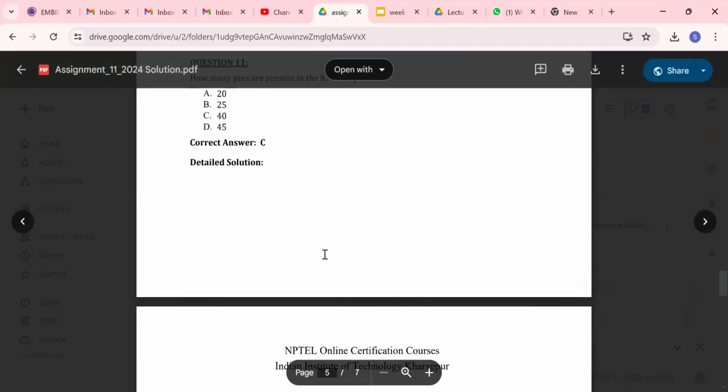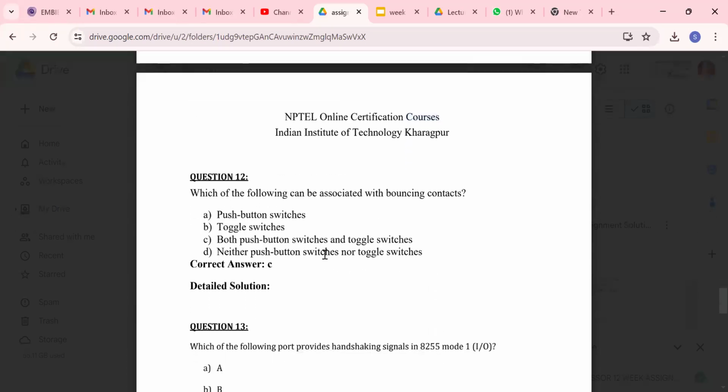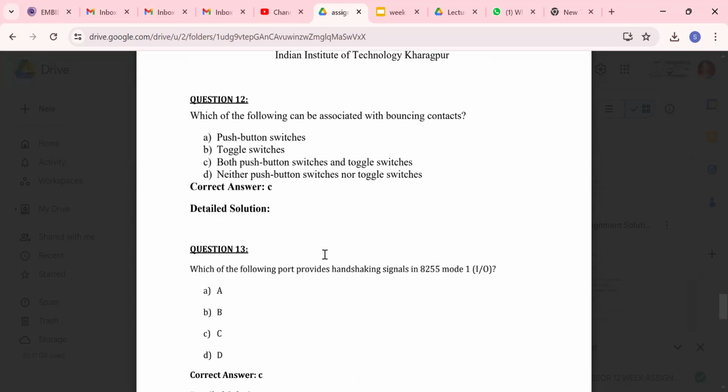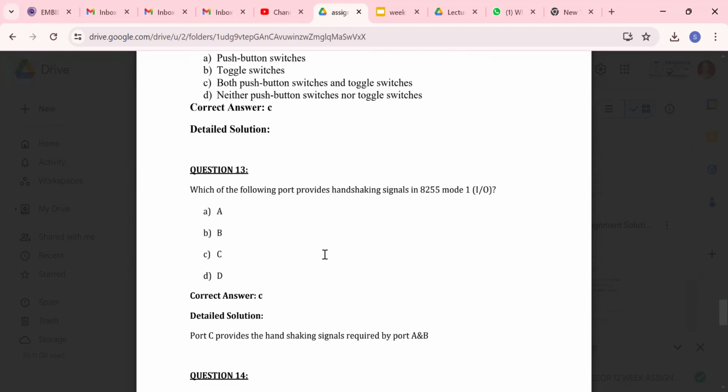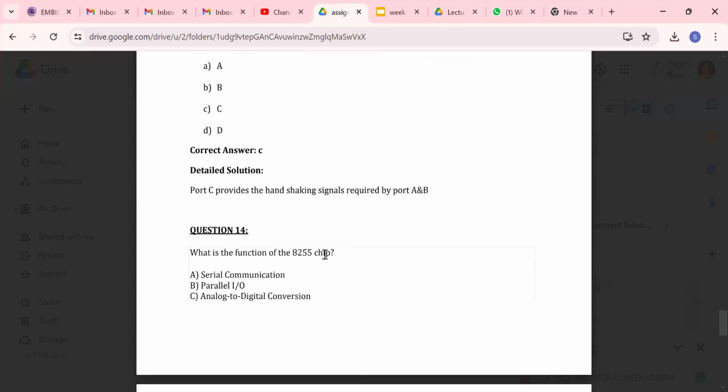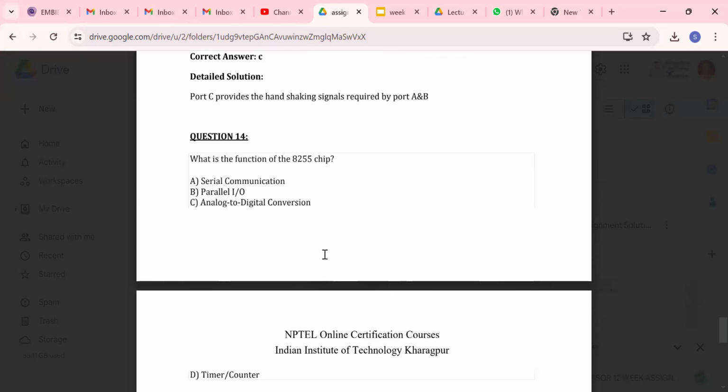Okay, so 40 pins. Which of the following can be associated with bouncing contact? Both push button and toggle switches are associated with bouncing contact. Which of the following ports provides handshaking signals in 8255 in IO mode? So we all have to understand, port C only provides handshaking signals in mode 1 as well as in mode 2. What is the function of 8255? That is parallel IO. It won't do any serial communication. No analog to digital. No timer. Parallel IO. If I want to connect any input or output, I use 8255.